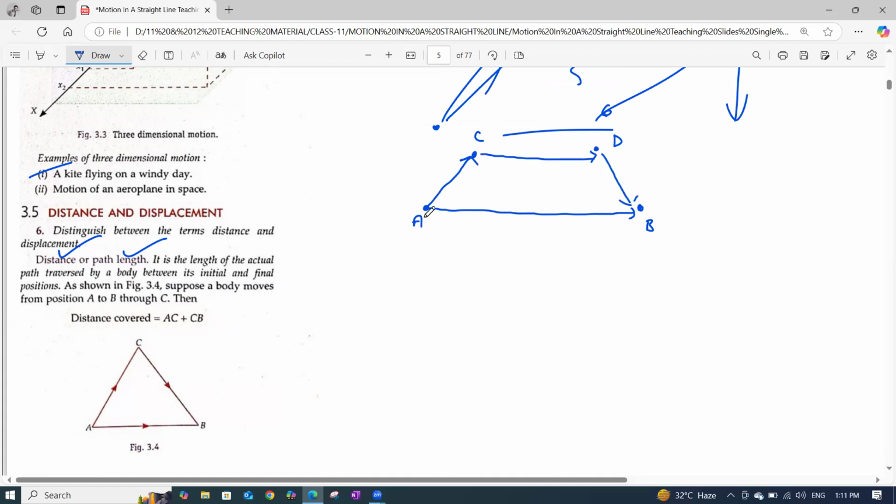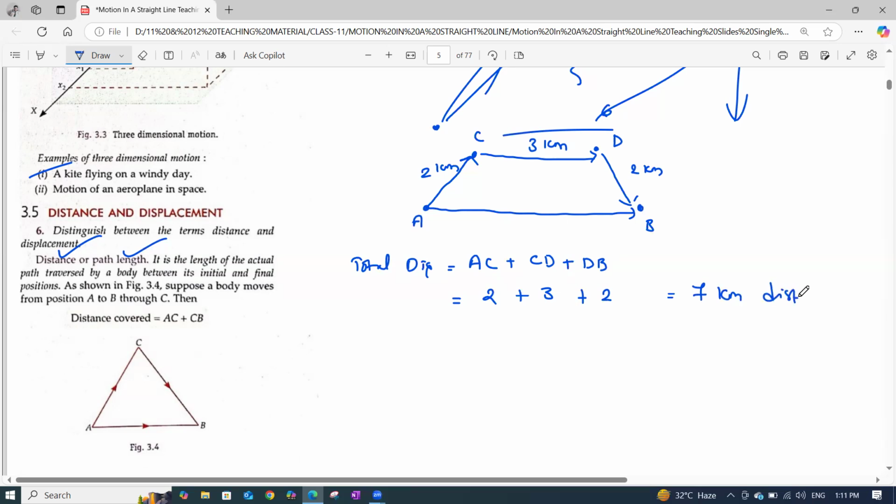So the total path traveled by a body, consider A to C it is 2 kilometer distance, from C to D it is 3 kilometer distance, and D to B again 2 kilometer distance. If they ask you what is the total distance traveled by a body, we can take it as AC plus CD plus DB. So AC value is 2 kilometer, CD value 3 kilometer, DB value 2 kilometer. Total 7 kilometer is the distance traveled by a body. So distance is nothing but total path traveled.